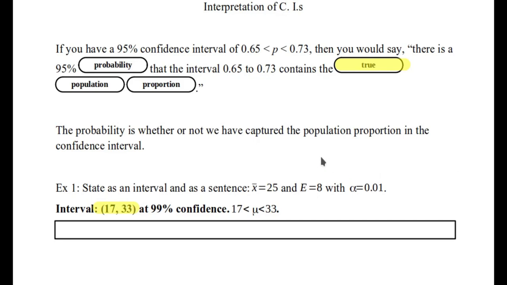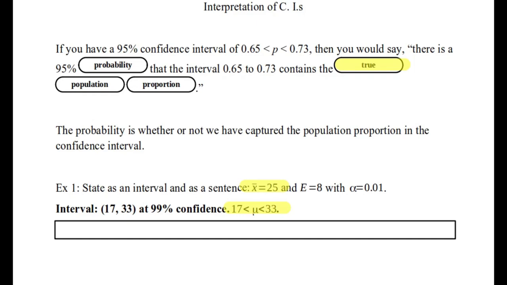Now that's our interval. We say that that has a 99% confidence, right? That's the complement of alpha. Similarly, we could write this as an inequality where 17 is less than the population mean mu, less than 33. Now notice that we knew to use mu because we were given a sample statistic of x bar equals 25. X bar is the sample mean, so we're making a claim about the population mean, mu.